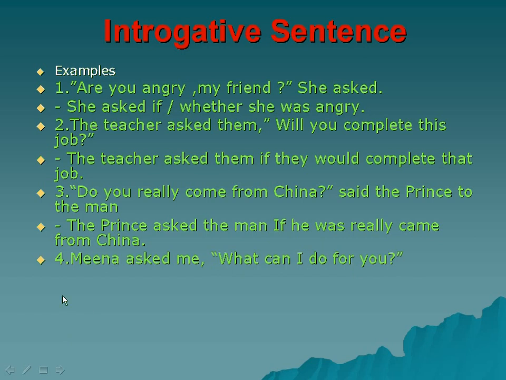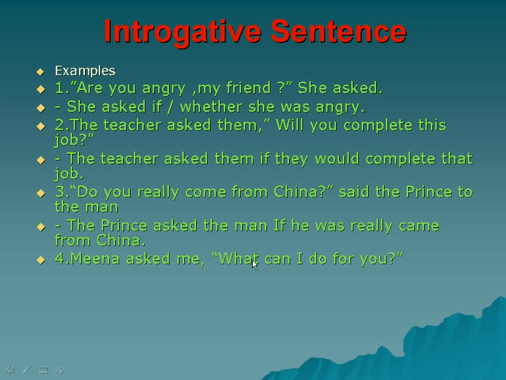See fourth example. Meena asked me, what can I do for you? This is a WH type question because it begins with a WH word. This sentence begins with a WH word and there is a question mark at the end of the sentence. So it is a WH question.